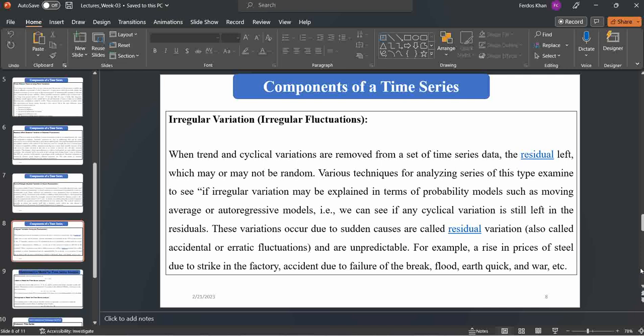Irregular variation is random in phenomena. When trend and cyclic variation are removed from a set of time series data, the residual left, the irregular variation, is called a random phenomenon. There may be some other phenomena which we cannot measure, like trend or seasonal, that also affect the time series. So that is called random or irregular phenomena.